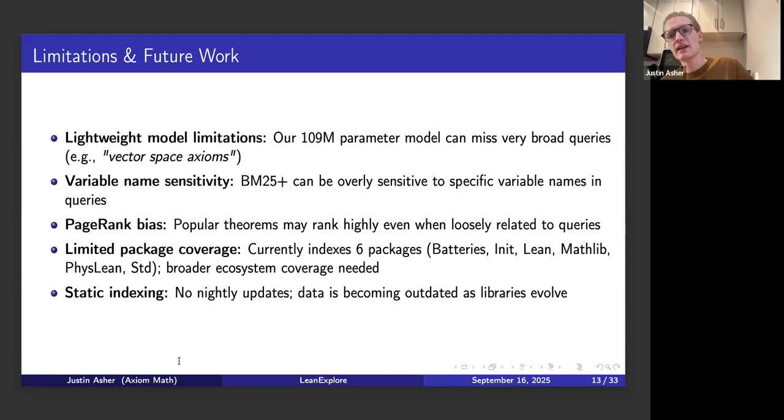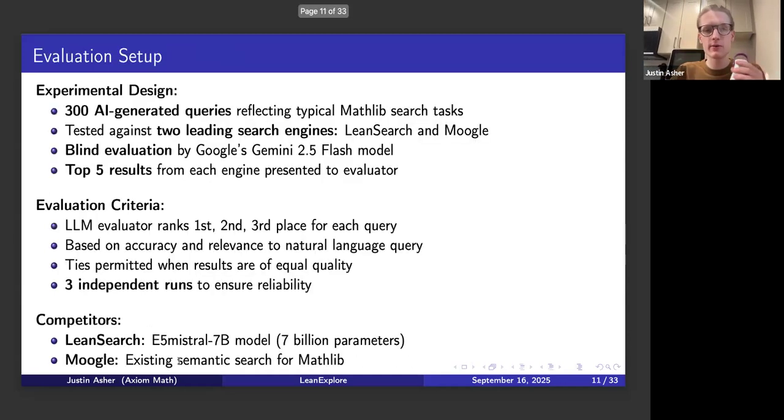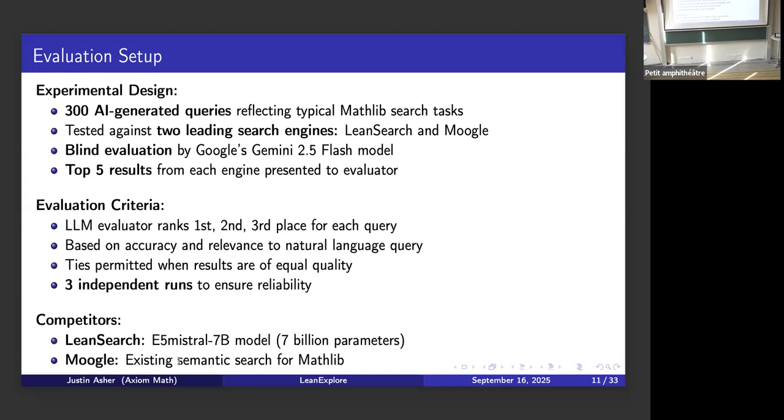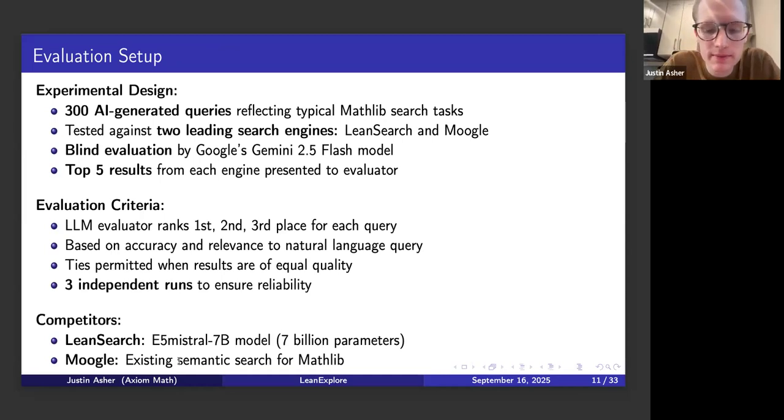Okay. Anything else or any other questions about the algorithm? I have a question about your evaluation. Which version of Mathlib did you test this against? That is a really good question. So this was on version 4.19, which is a little bit outdated now. That was the current version back when I tested this.